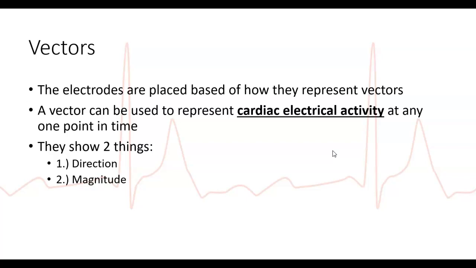All right, so next we're going to talk about vectors. The electrodes are placed based on how they represent vectors. A vector can be used to represent cardiac electrical activity at any one point in time. They show two things, direction and magnitude. The direction and propagation of cardiac electrical activity is represented by the orientation of a vector. The ECG recorder interprets these vectors and turns them into waveforms, which is what we see on the ECG recording. So really those waveforms are just vectors within the heart. All these vectors move from the endocardial surface to the epicardial surface.